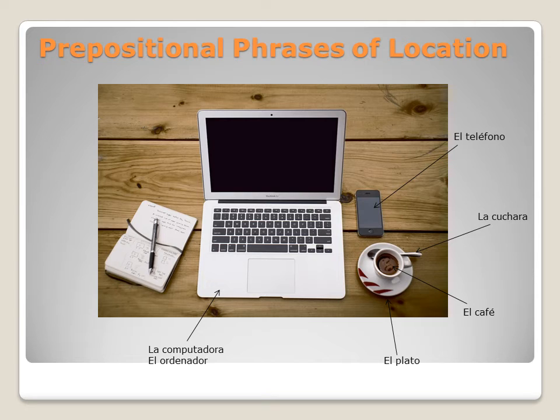All right, so hopefully you made some sentences. These are some examples. You could be saying, el teléfono está a la derecha de la computadora. El café está encima del plato.